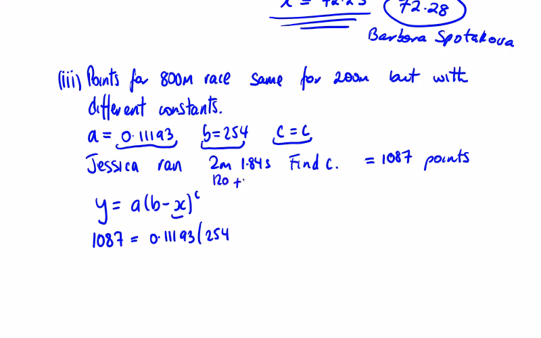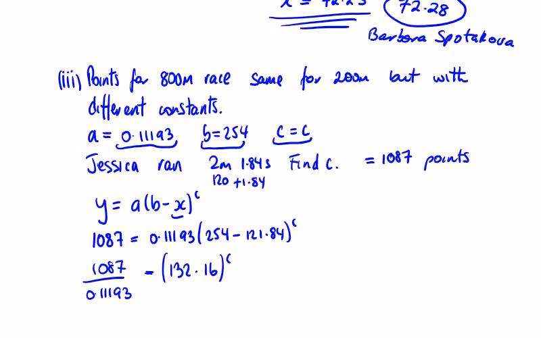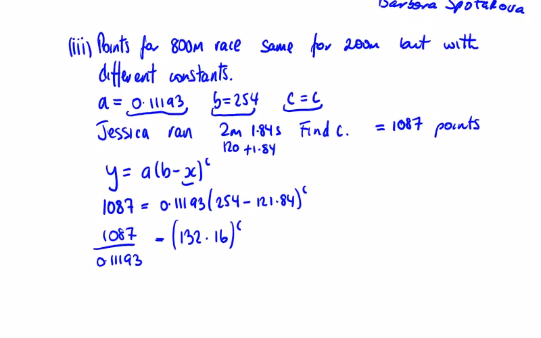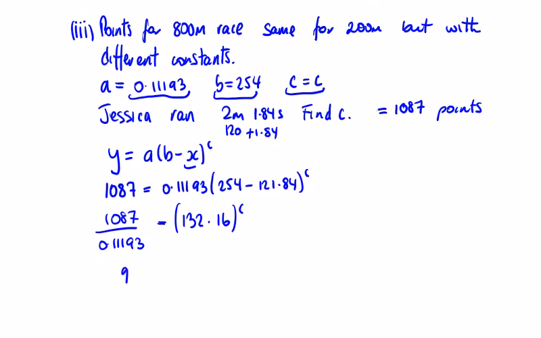Well, that's 120 plus 1.84, so 121.84. And it's a minus 121.84 to the power C. So simplifying this down, 1087 divided by 0.11193 is equal to 132.16 to the power C. So the left hand side gives 9711.43.